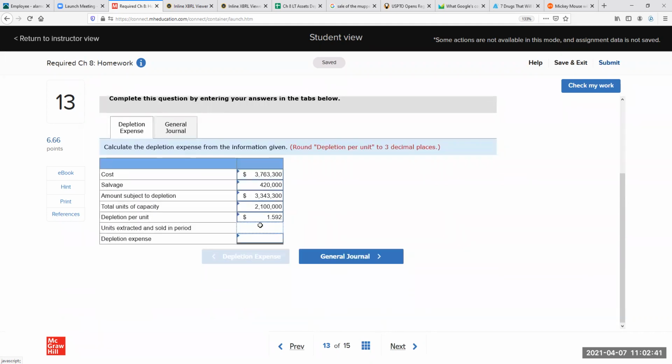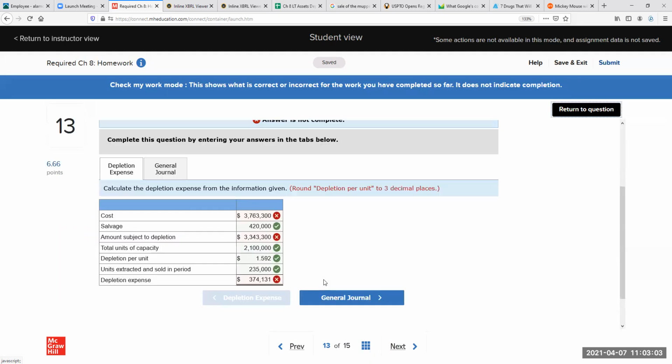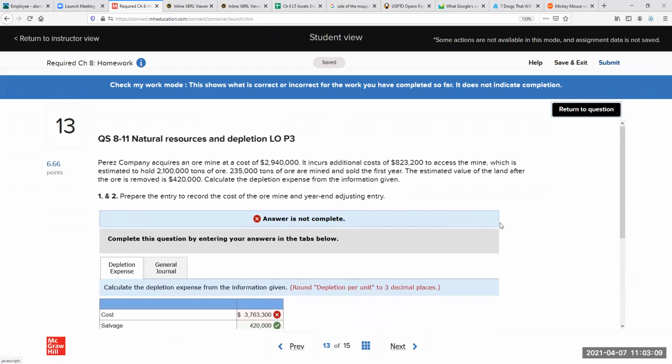So our depreciation is, or depletion, I'm sorry. Units extracted. Okay, I'm sorry, I got the wrong number there. 235 and 374.31. All right, let's see how it likes that. Is our math right? Okay, so did I make a mistake here in my calculation? Let's go add it together.